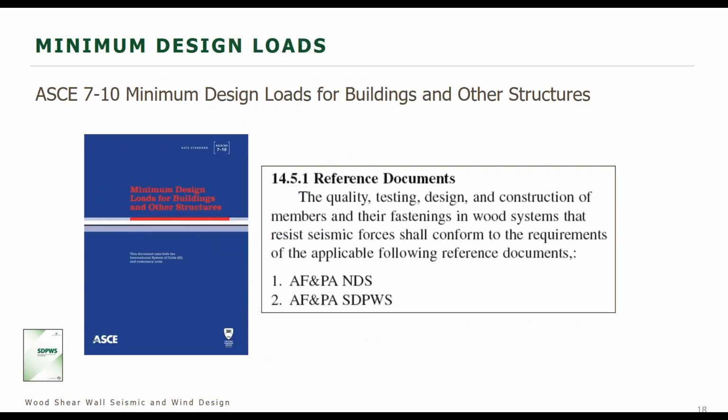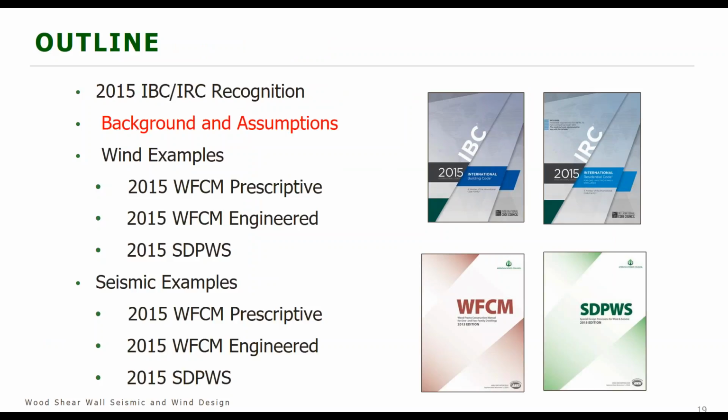You'll also see in ASCE 7-10 that the National Design Specification, or NDS, and the Special Design Provisions for Wind and Seismic are both referenced in Chapter 14. So this contains reference documents and shows the key references for wood systems resisting seismic forces in Chapter 14. So we do have a reference in ASCE 7-10 as well for the special design provisions for wind and seismic. All right, so next we're going to jump into some background and some assumptions.